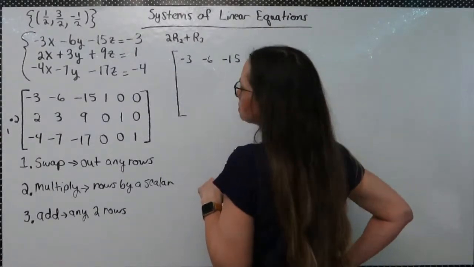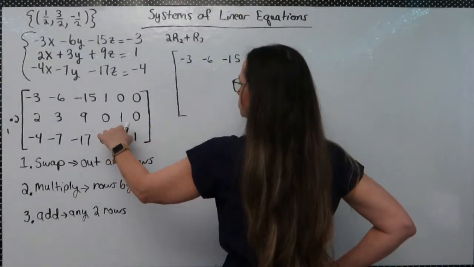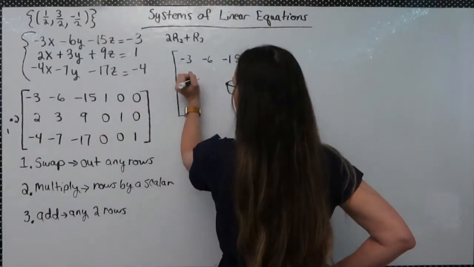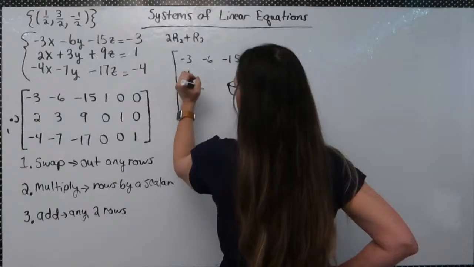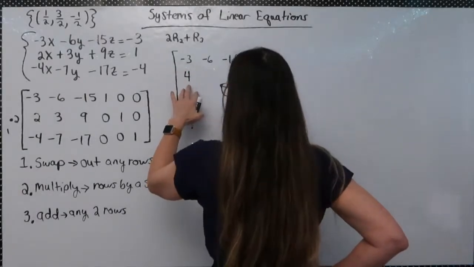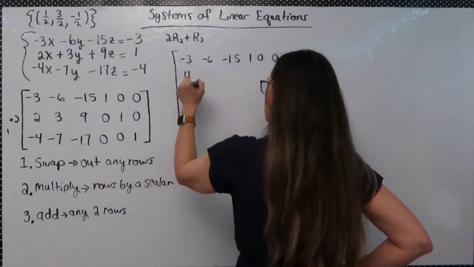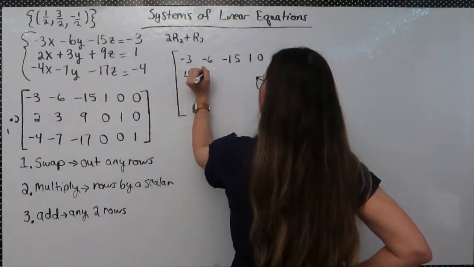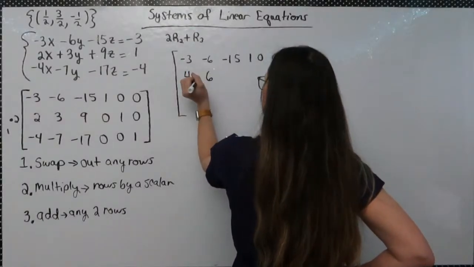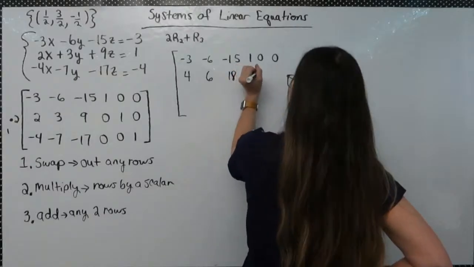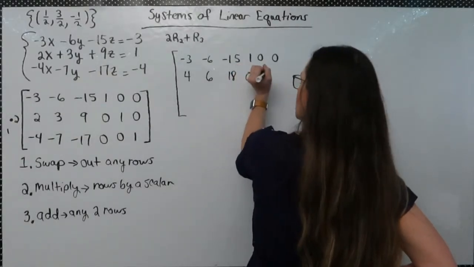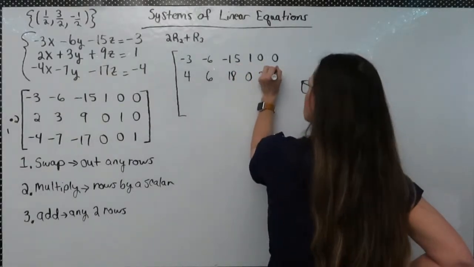And row 2 is not going to get touched either. So we'll just repeat that one. So we're going to multiply it though. It's going to change. It's getting quantified by that scalar. So it's 4, 2 times 3 is 6, 2 times 9 is 18, 2 times 0 is 0, 2 times 1 is 2, and 2 times 0 is 0.